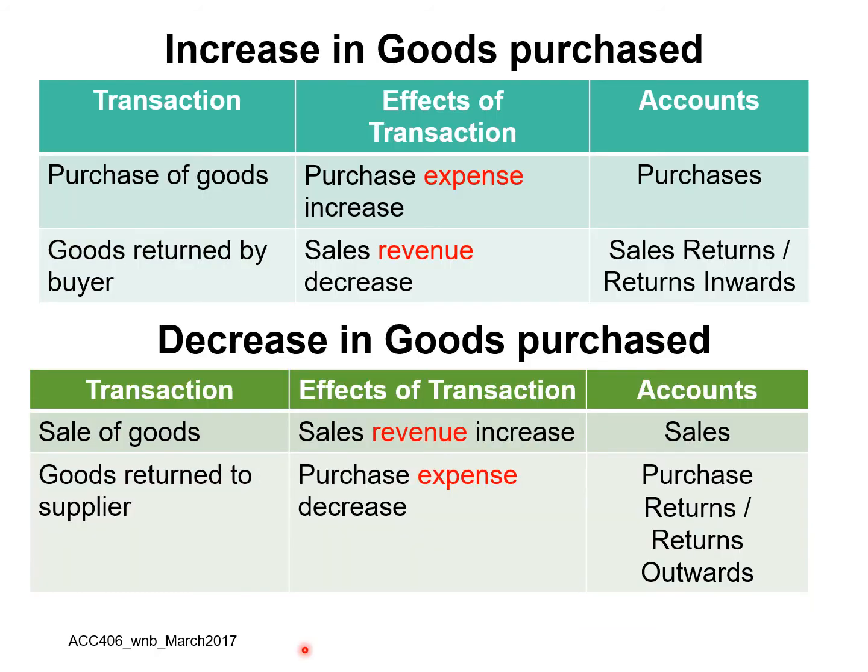Yang ni tadi I dah brief you dekat the previous one, increase in goods purchase. Kalau berlakunya pembelian barang, transaction dia adalah pembelian barang-barang, effect dia adalah purchase expenses increase. So, kalau kita tengok kategori besar dia, increase expenses lah. Account yang terlibat adalah account purchases. Kalau berlakunya pulangan barang daripada buyer, buyer tu pulang balik kat kita. Selepas dia dah beli, dia pulangkan balik. So, kita akan kurangkan sales revenue kita. Kita akan masukkan dia dekat return inwards.